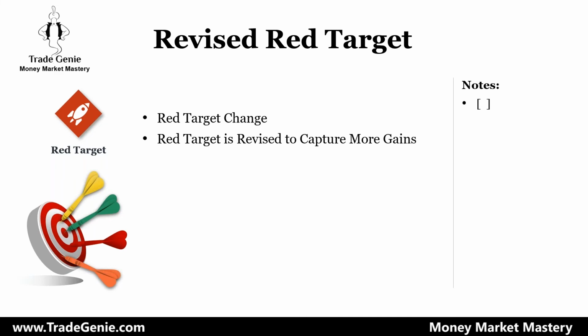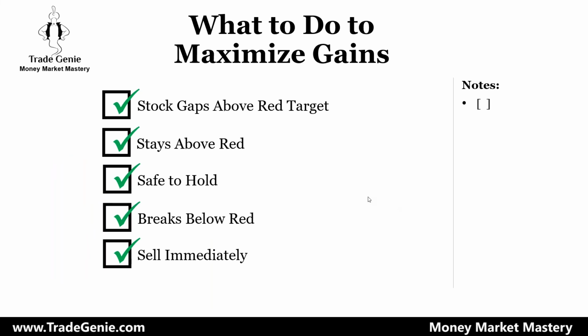So with the magic carpet, you go to the other side of the river. That's the way the red target works. When it's happening, we send you the alert right away that the red target is being revised: please hold to capture more gains. We are just looking for ways for you to maximize the gains. So if the stock gaps above the red target, we tell you to hold. If it stays above the red, it's safe to hold.